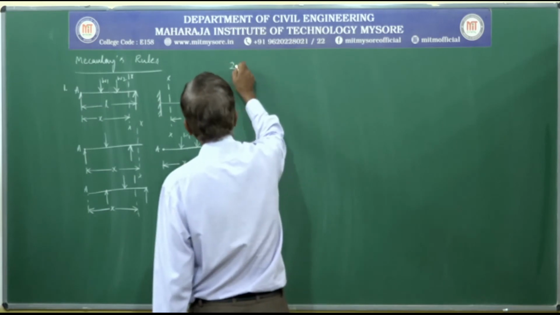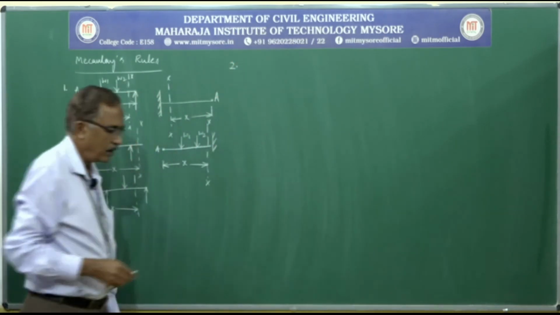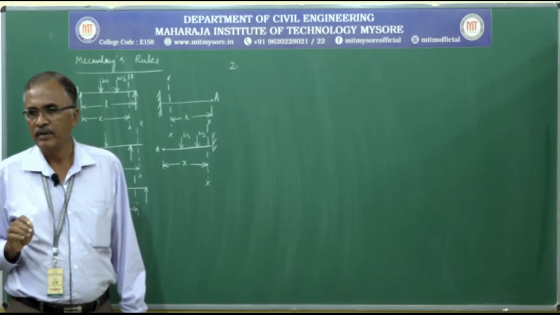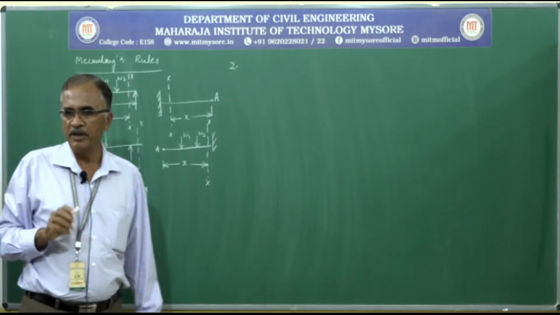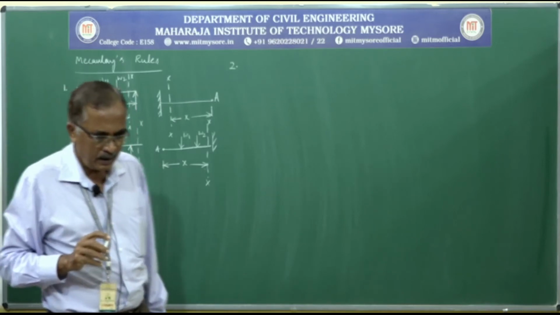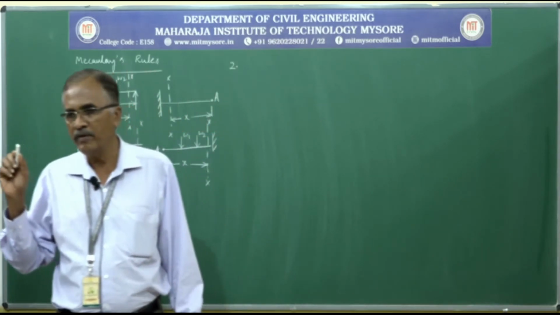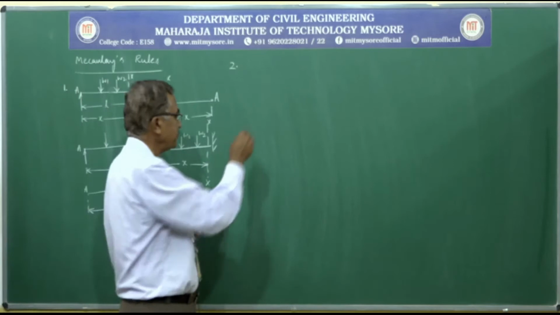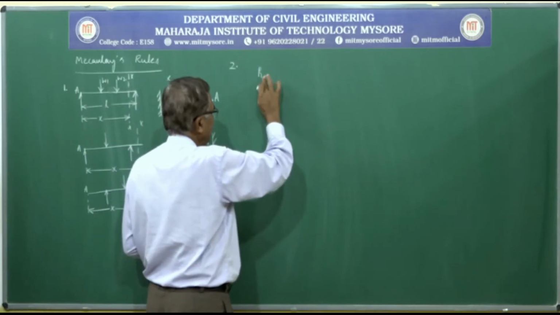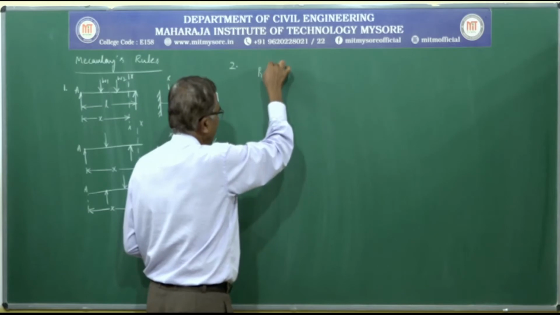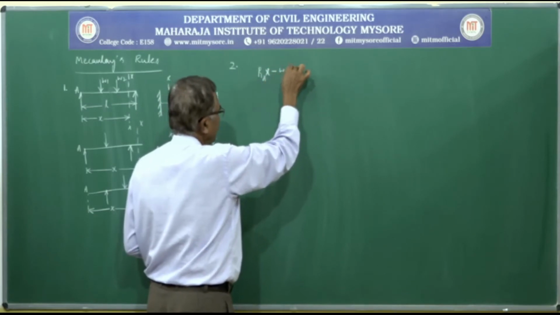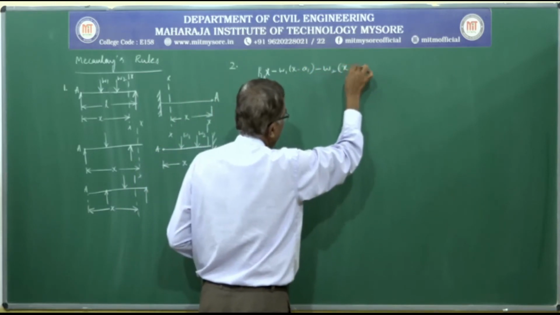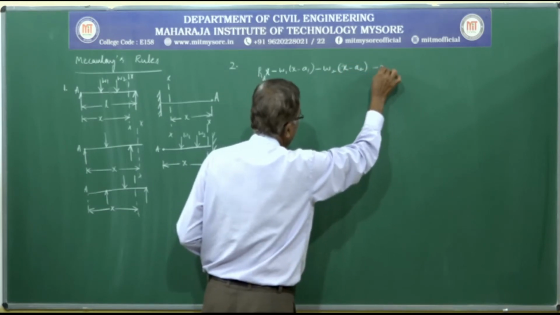The second rule of Macaulay is this. In Macaulay's method of determining slope and deflection, we generated an equation by considering a simply supported beam, and that equation we integrated twice with respect to x. Say for example, RA into x minus W1 into x minus A1 minus W2 into x minus A2, like this we have derived. This is equation 2.